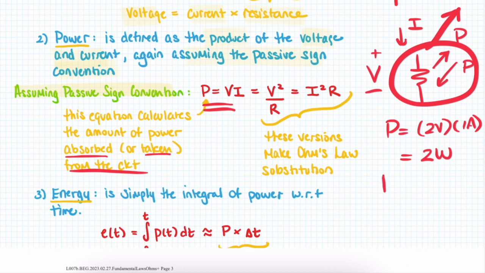If we had P equals 2 volts times negative 1 amp, that would give us negative 2 watts, which would indicate that 2 watts is being injected into the system.